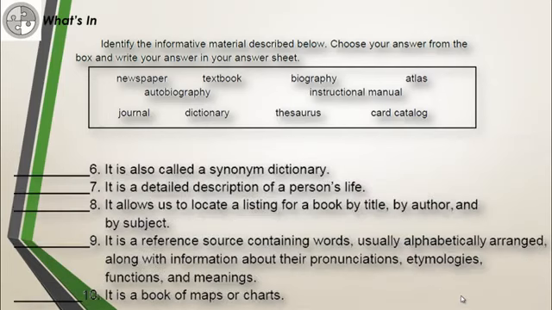6. It is also called a synonym dictionary. 7. It is a detailed description of a person's life. 8. It allows us to locate a listing for a book by title, by author, and by subject. 9. It is a reference source containing words, usually alphabetically arranged, along with information about their pronunciations, etymologies, functions, and meanings. 10. It is a book of maps or charts.